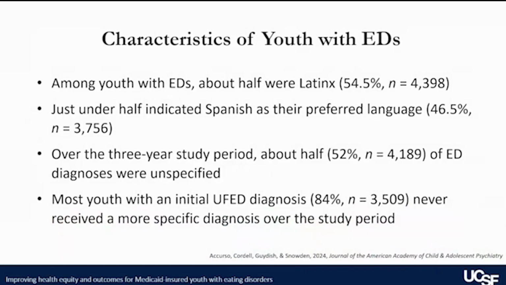What I think was really striking for me in understanding where these kids were, over the 3-year period of data that we got claims for, about half of the eating disorder diagnoses were completely unspecified. And these unspecified diagnoses are really intended to be used in emergent settings, like if someone presents to the ED and there's not time to basically do a diagnostic type of interview to provide a specific diagnosis. You might use this unspecified diagnosis.